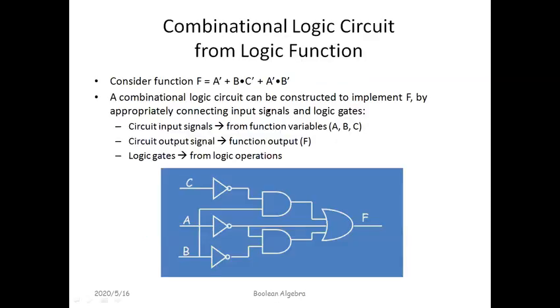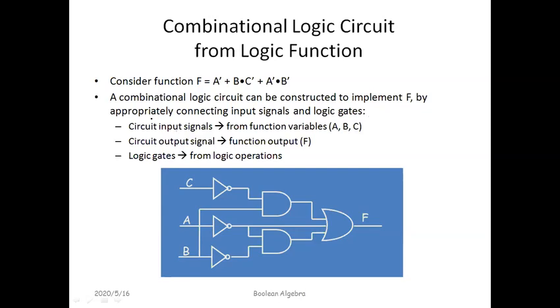We move to combinational logic. So a combinational logic circuit is derived from a logic function. Let's consider the function here: F = A bar + B C bar + A bar B bar. A combinational logic circuit can be constructed to implement F by appropriately connecting input signals and logic gates.